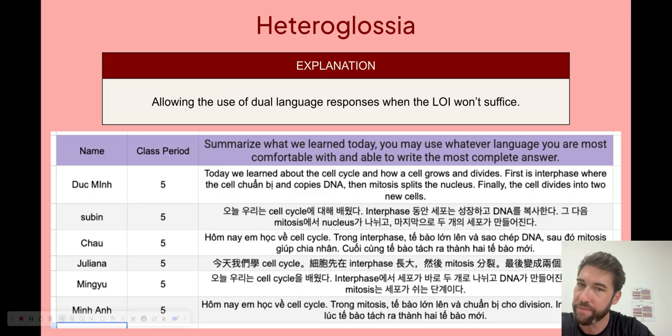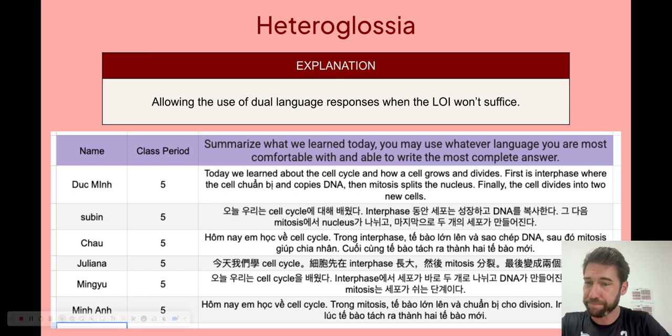Or, here's another idea. Same concept, but a little tweaked. Heteroglossia. Heteroglossia is a complicated concept, but for the purposes of this slide, I want to explain it as the use of dual language responses, like, for example, when you hear 2 people talking and they're switching back and forth mid-sentence from English to their home language.